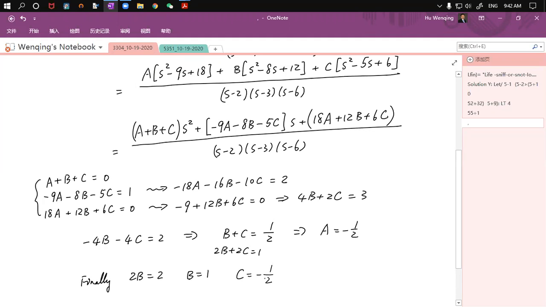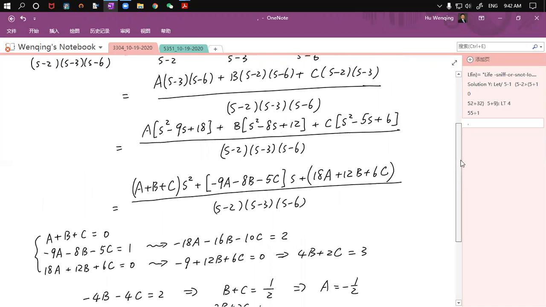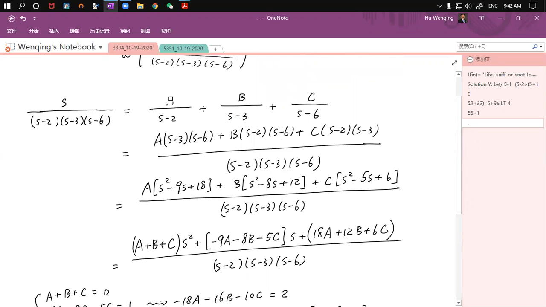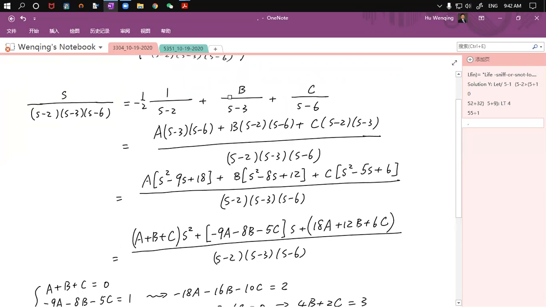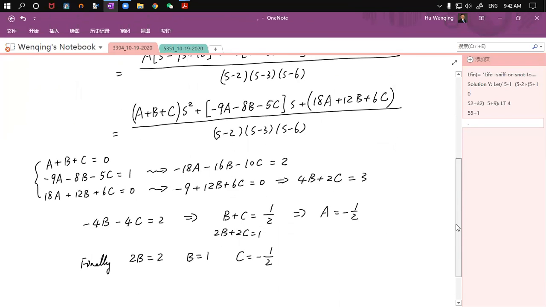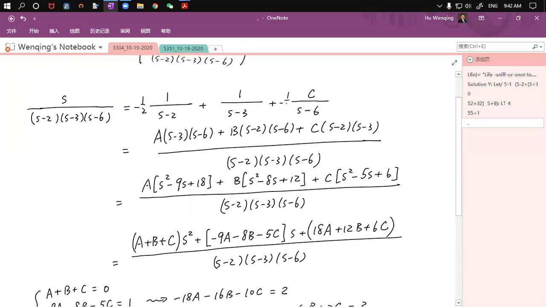Is that good for everybody? So that's very simple. You find A, B, C. A is equal to minus 1/2, B is equal to 1, and C is equal to minus 1/2. You have the coefficients here. Is that good for everybody?